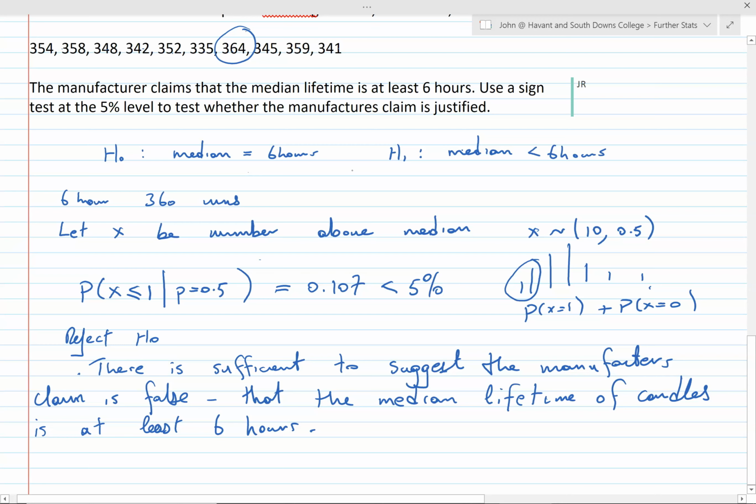Okay, so that's it for the sign test. It's a bit of a blunt instrument because we're really not taking account of how far any of these are from the median, and we can use the Wilcoxon signed rank test to get a slightly more sophisticated test, which will come up in the next video.